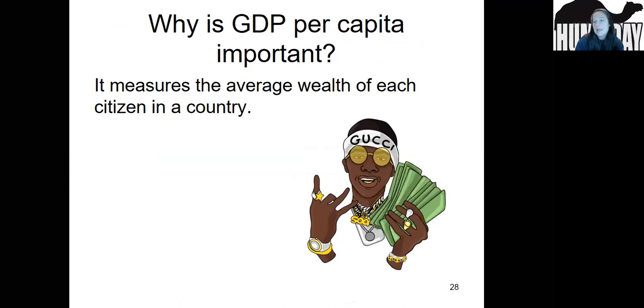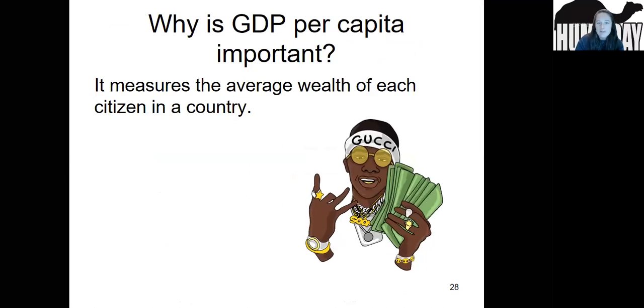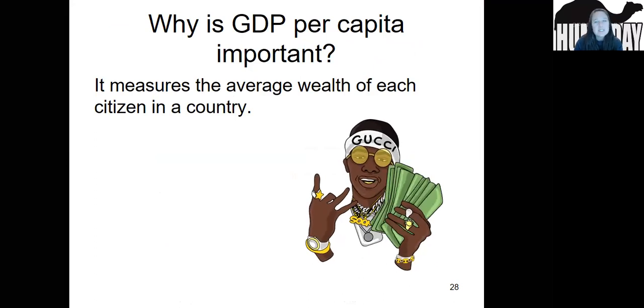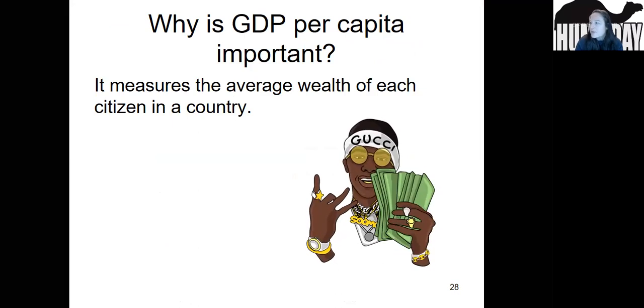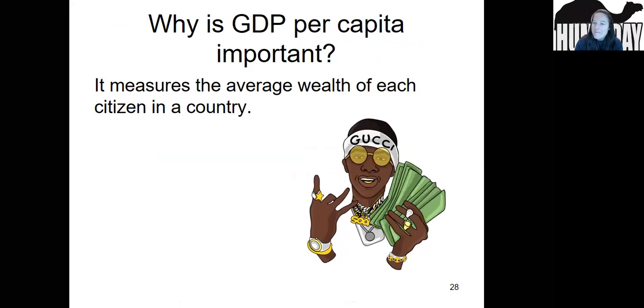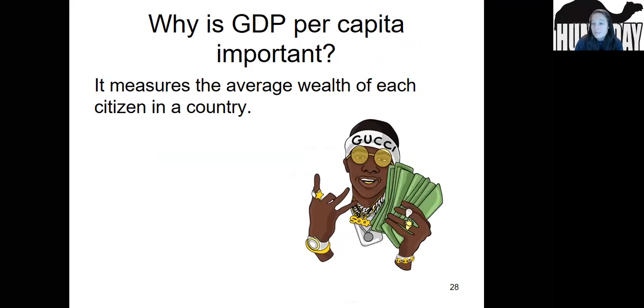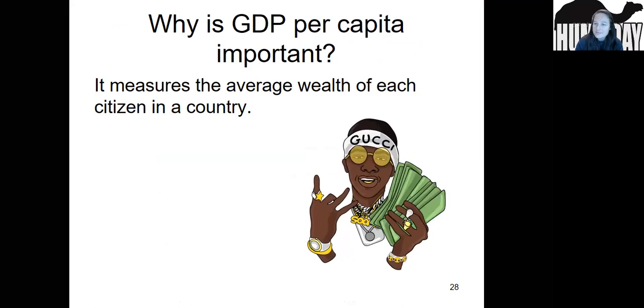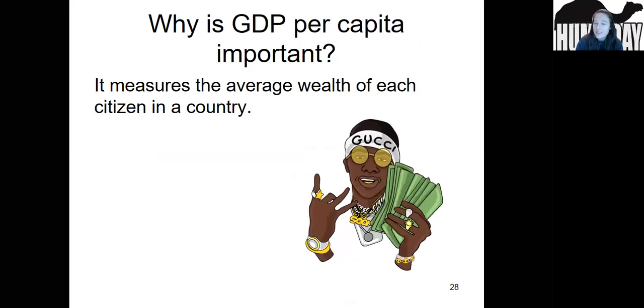So why is GDP per capita important? It just measures the average wealth of each citizen in a country. If you go to a country and you see that the average house is nice, the average car is decent, people look like they're okay, then they're a production making country. They're producing stuff. They're making money.